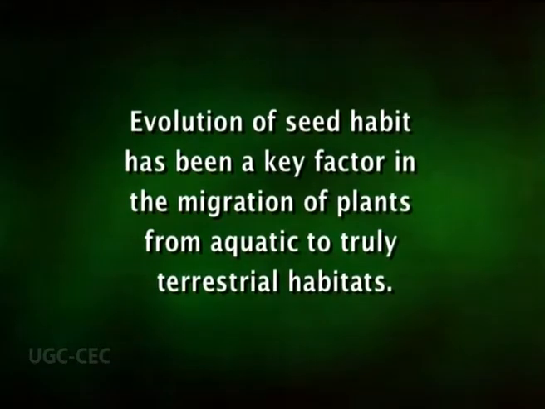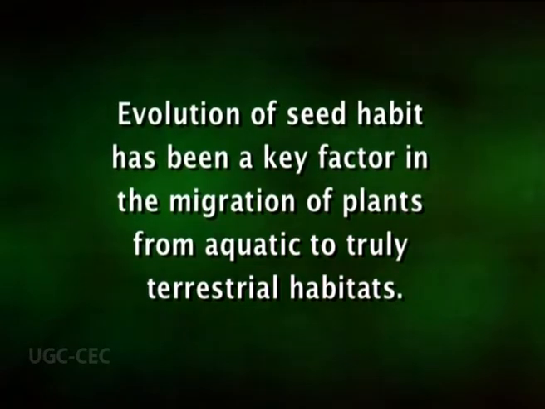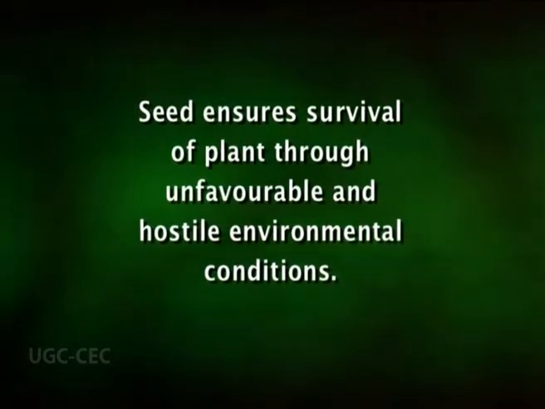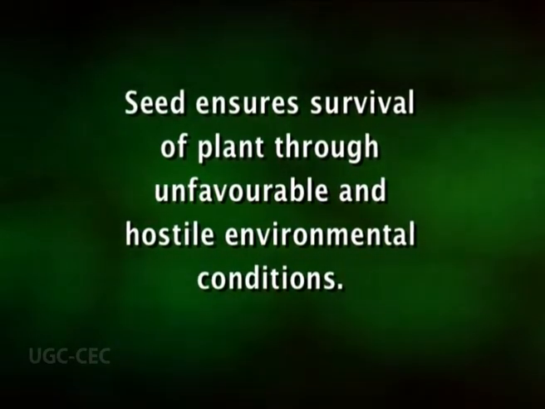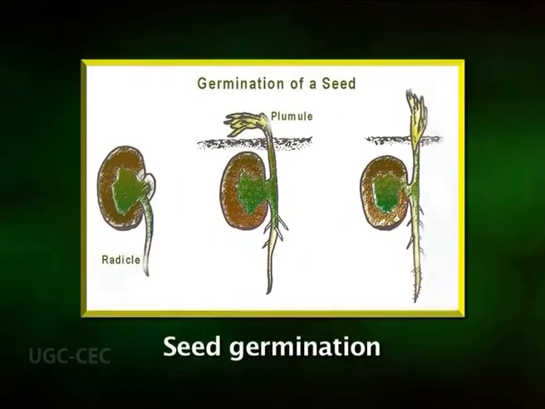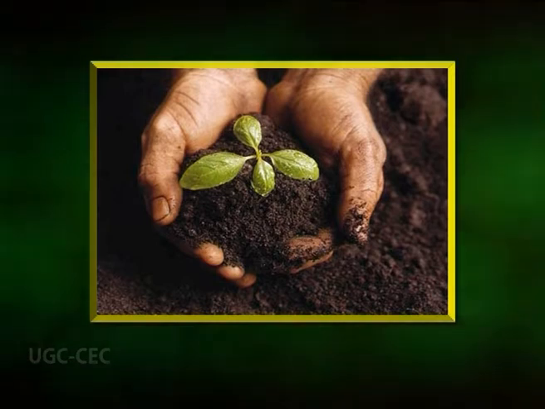Evolution of seed habit has been a key factor in the migration of plants from aquatic to truly terrestrial habitats. Seed ensures survival of plant through unfavorable and hostile environmental conditions. It perennates in the form of an inactive dormant propagule, suspending all activities of life temporarily during unfavorable times. At the time of return of suitable conditions, cellular activities are resumed, mostly on absorption of water from the surrounding atmosphere, leading to seed germination.